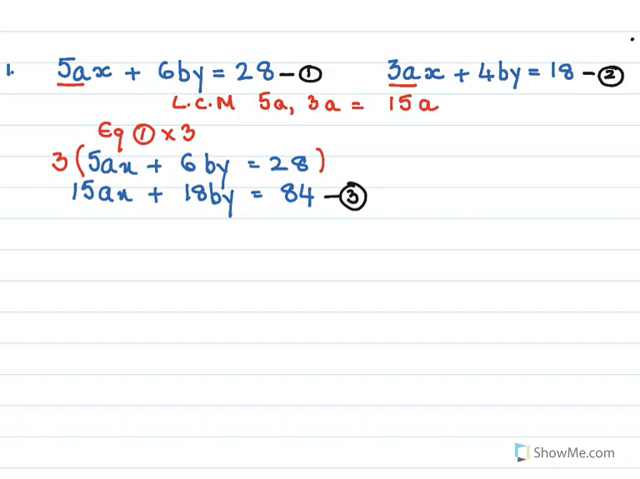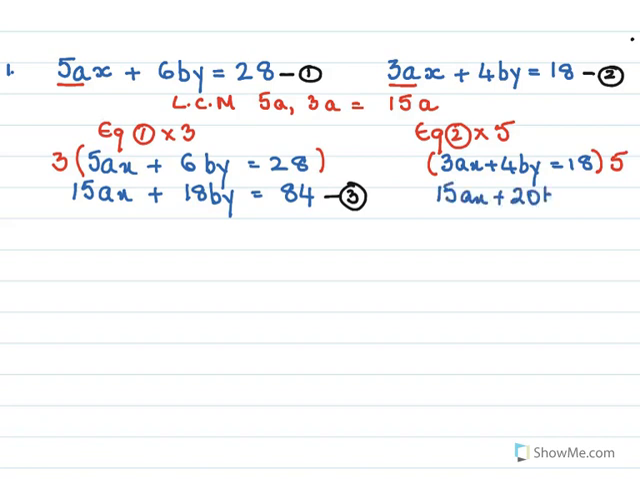Now if you see on the other side, the equation 2, I'll need to multiply it by 5 because I need to get 15ax. So my equation 2 is 3ax plus 4by equal to 18. And now I'll multiply this equation by 5. So which means I'll have 5 into 3ax is 15ax plus 20by equal to 18 into 5 is 90. And this will be my equation 4.